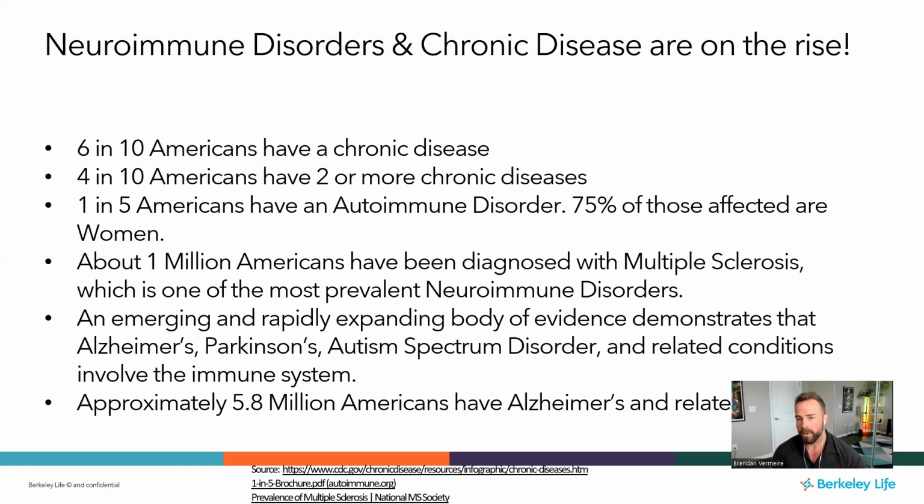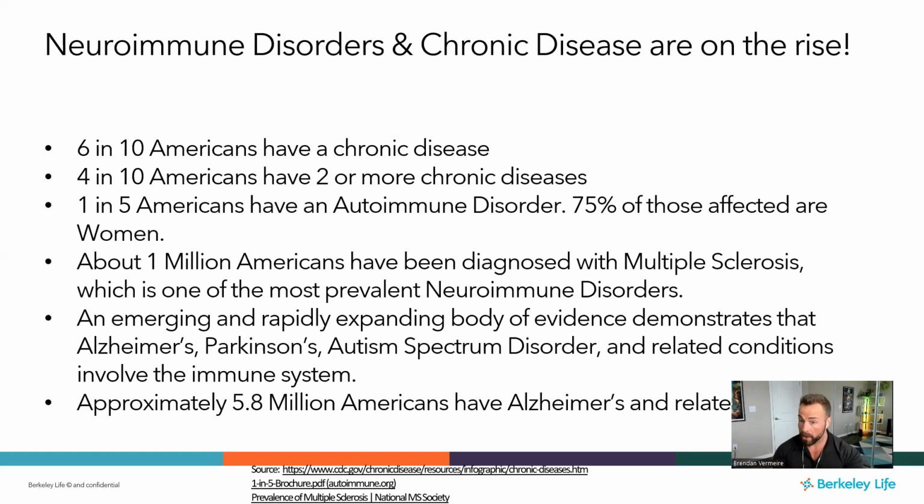Now, multiple sclerosis, which is perhaps the most prevalent of the neuroautoimmune disorders, is estimated to affect about 1 million Americans. We're seeing this number on the rise. And while some of the other neurodegenerative disorders, such as Parkinson's or Alzheimer's, are not classically thought of or yet categorized as autoimmune disorders.